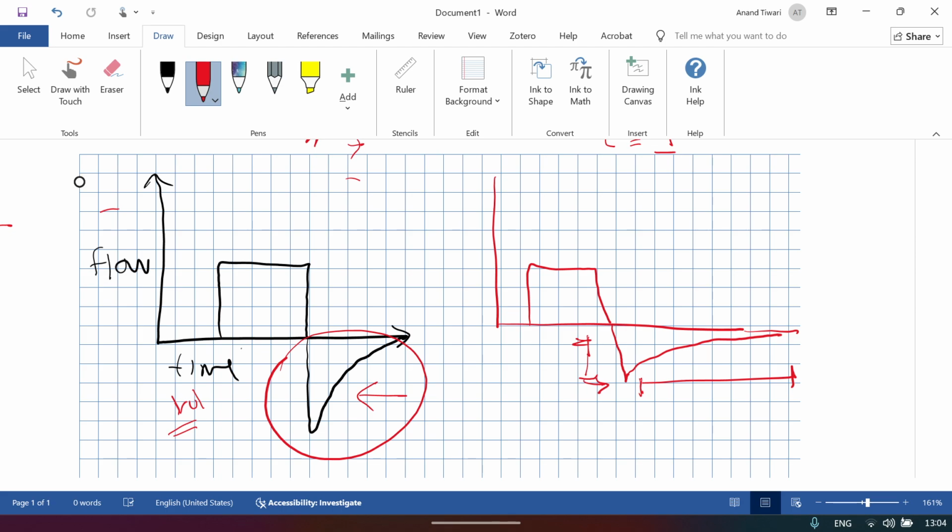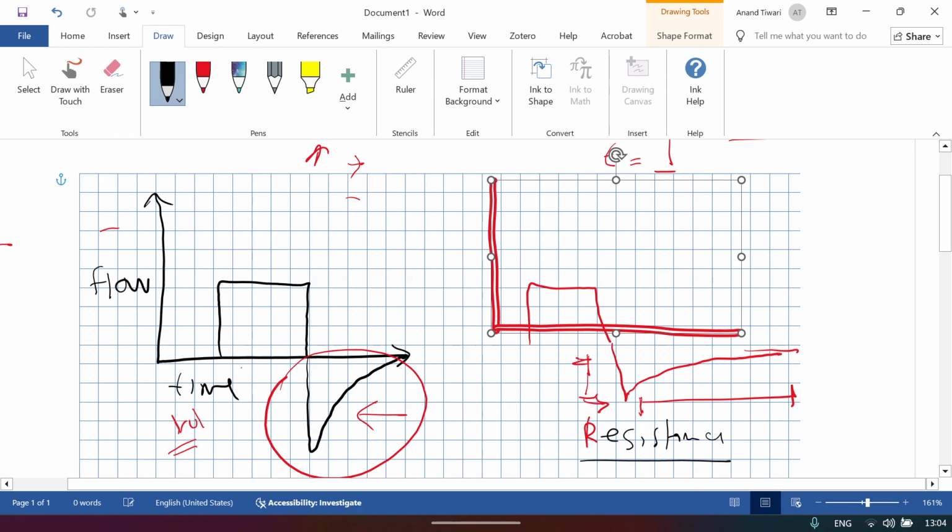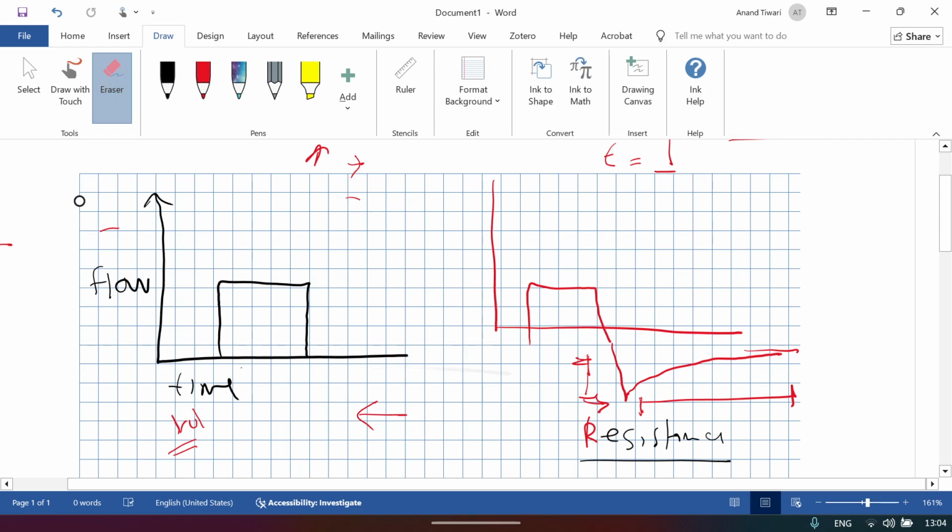So this depicts your problem with the resistance. So the patient has high airway resistance. So just looking at the expiratory limb, you can identify the resistance problem. Similarly, there are other patterns which will also give us a clue.